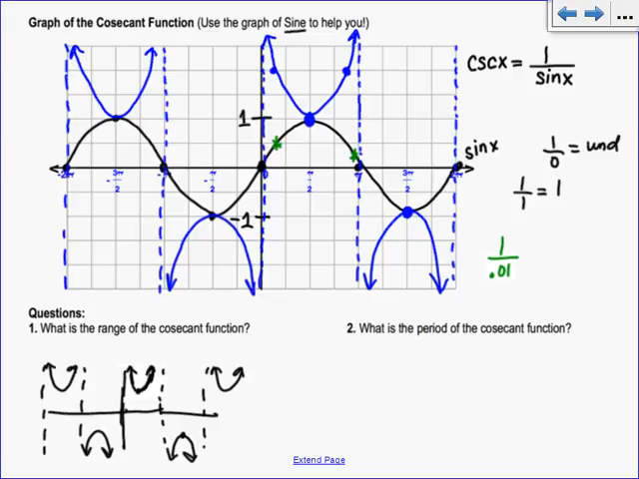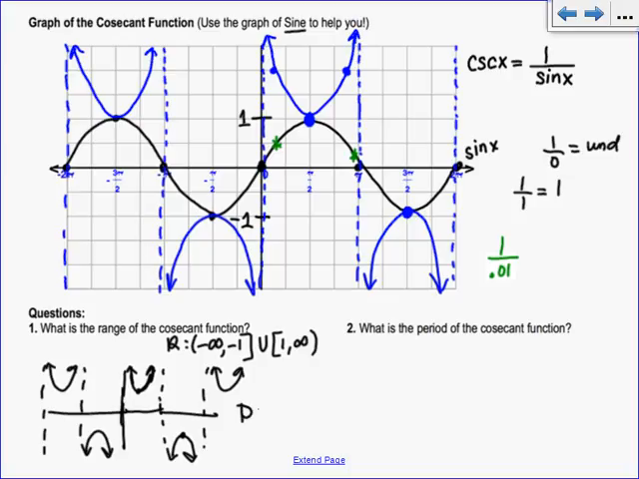So when it says what is the range of the cosecant function, what do I not have? Anything between what and what number? -1 to 1, right? Parentheses. So for my range, I'm going to say that I have everything from -infinity to -1 with a bracket, and then everything from 1 to infinity. But I don't have anything between -1 and 1.